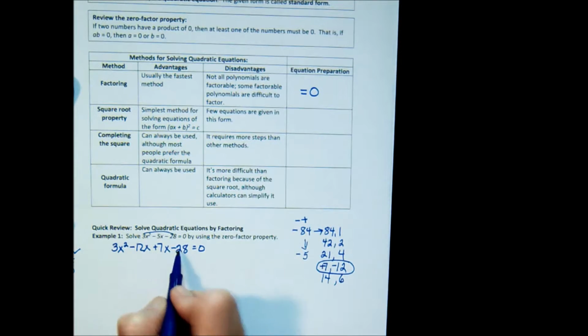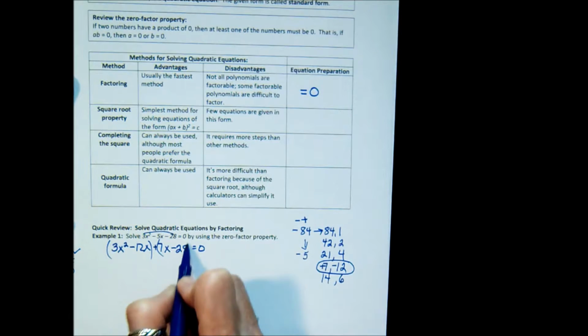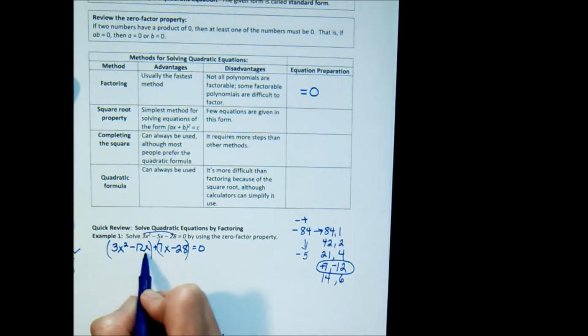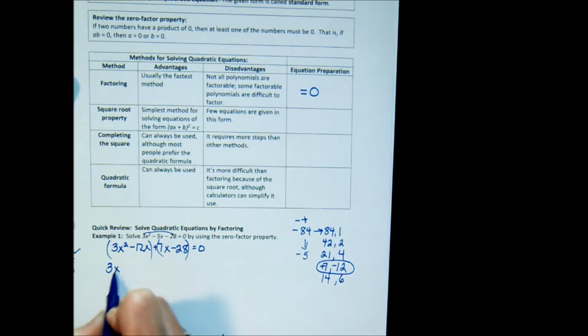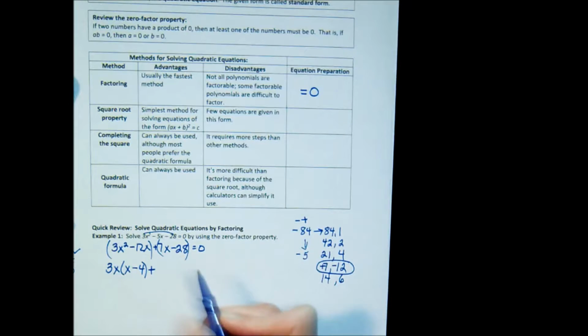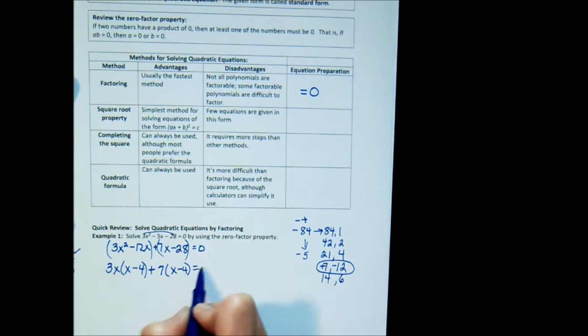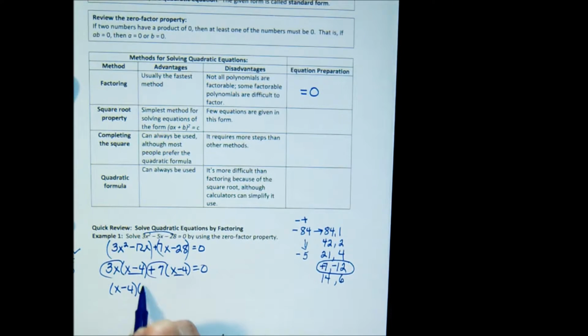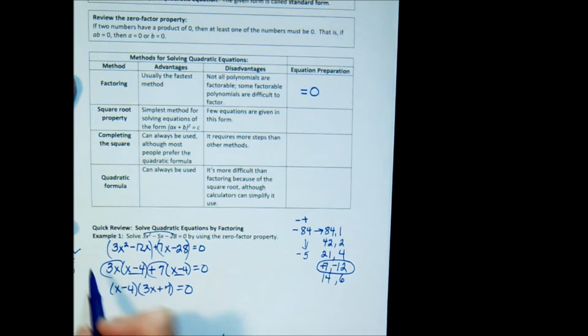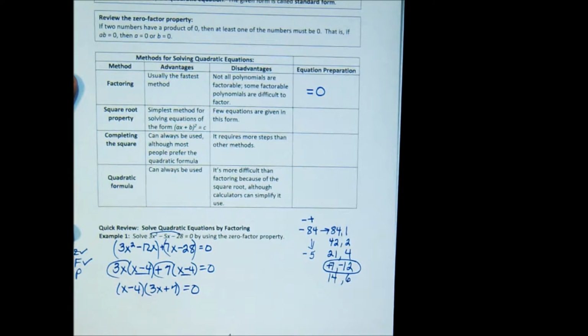1, 2, 3, 4 tells us to group. The GCF of that first binomial is 3x, and we're left with x minus 4. Bring down the plus. The GCF here is 7. We're left with x minus 4, still equal to 0. These match, so I know that that is my first factor, and my second factor are the numbers on the outside. 3x plus 7 equals 0. So that is the factor part of the zero factor property.